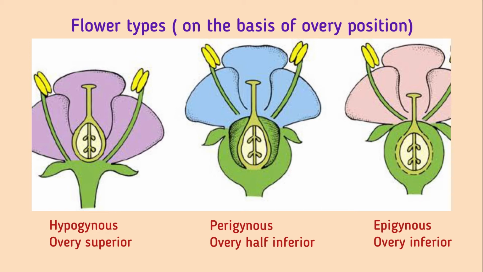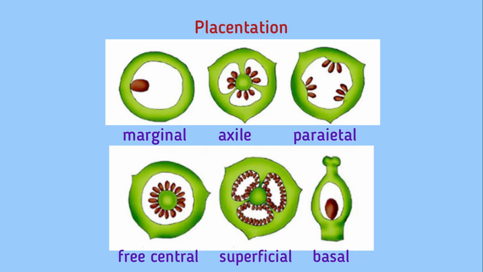In perigynous type, the gynoecium is present at the center and other parts are almost at the same level. In this case, the ovary is half inferior. And in case of epigynous flower, the ovary is enclosed by the thalamus and gets fused with it, and other parts are above the ovary, and in this case the ovary is inferior.